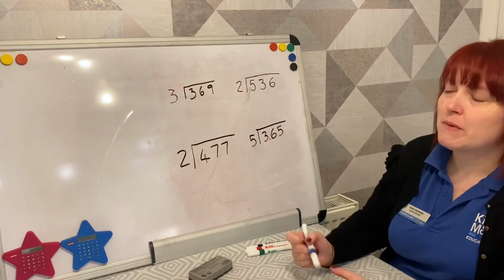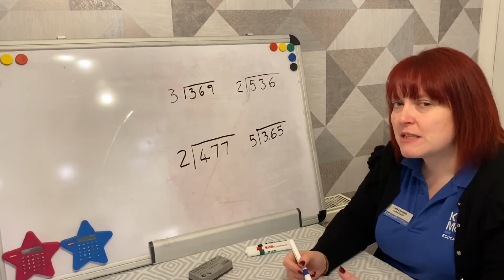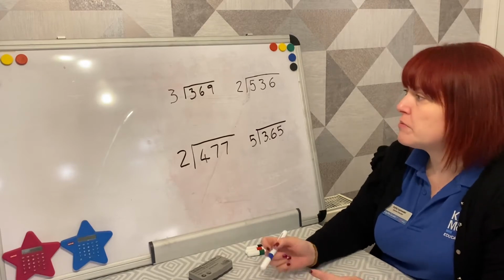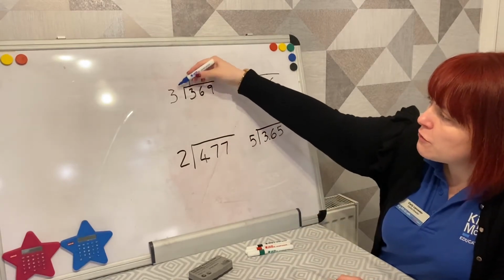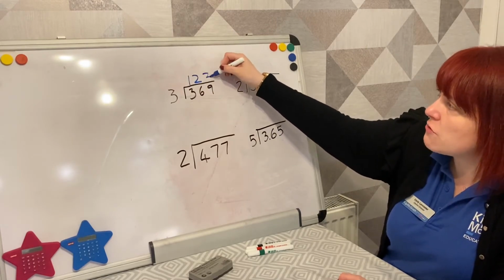So the one that we're starting with here is our easiest level of difficulty. It's introducing them to the method, but they're not actually doing any of the carrying within their bus stop. So how many 3s are in 3 is 1, 3s into 6 is 2, and 3s into 9 is 3.